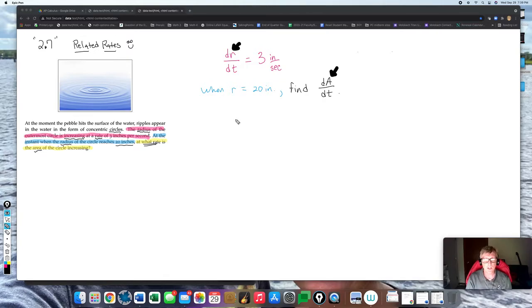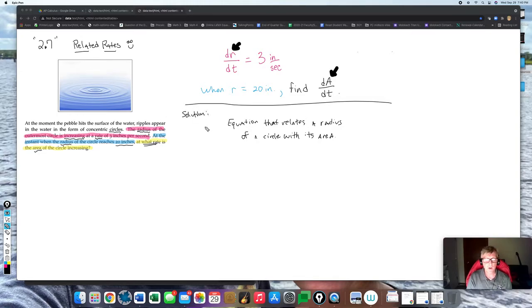We need an equation that relates a radius of a circle with its area. Okay, so this is our solution. And right off we need this equation.